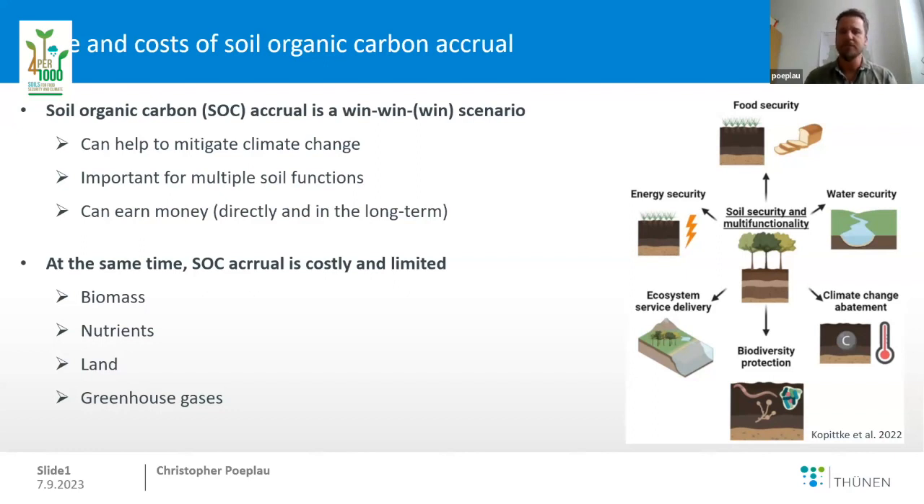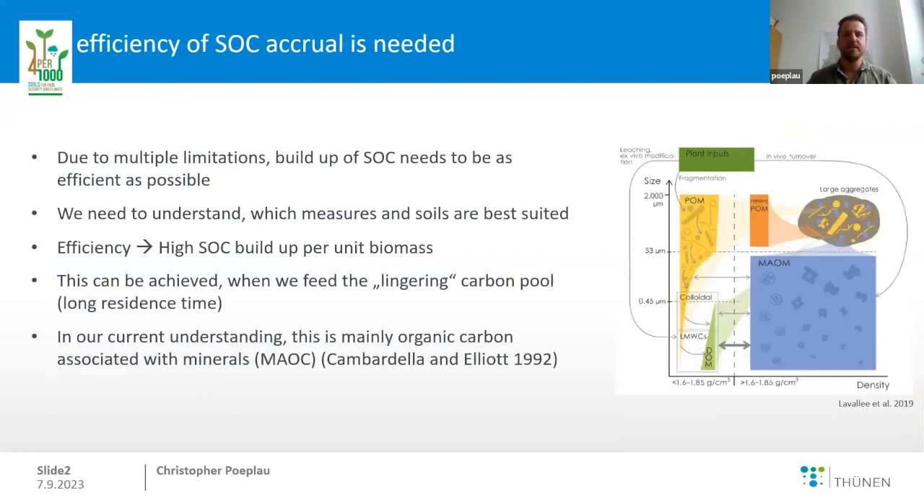You need a lot of nutrients, since soil organic matter finally has a relatively low CN ratio. You need to spare some land, or at least compromise some food production, and you might even get additional greenhouse gases, which also compromise your climate mitigation effect. All these limitations and costs lead to the fact that we need to build up SOC as efficiently as possible. So we need to understand, and this is really the key of our research, which measures and soils are best suited to do that.